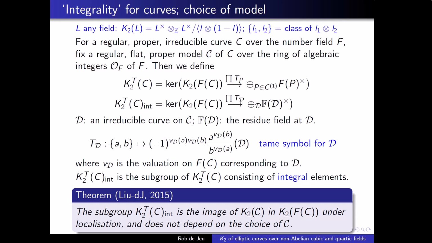Just to clarify one thing, you have to make a choice of model to take this, but it turns out that if you look at the image of the K2 of your model inside the K2 of your function field, then this is independent of the choice of your model. So it's convenient. You don't have to ignore any torsion or anything.